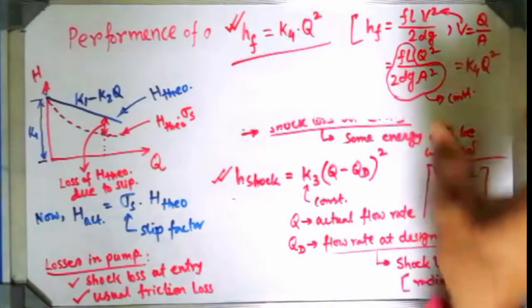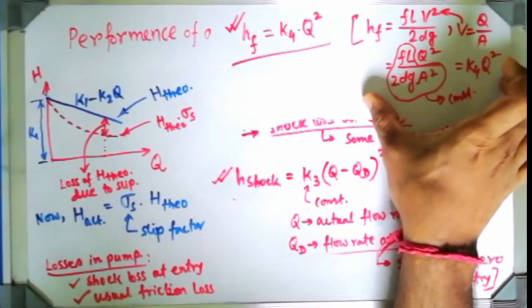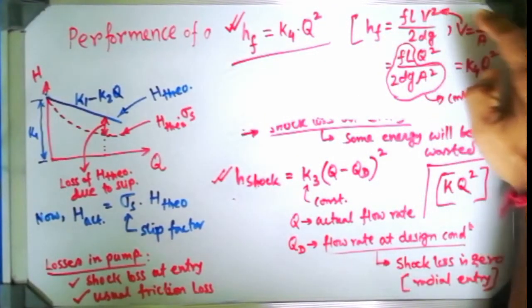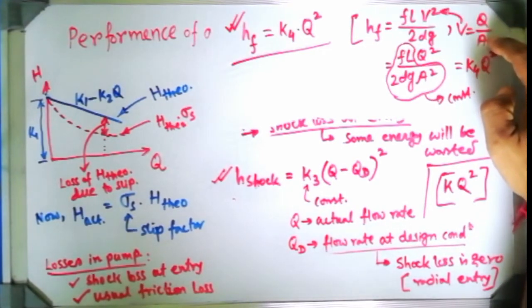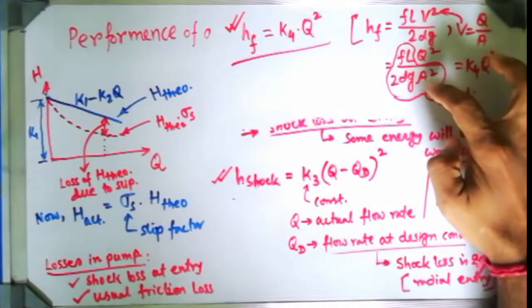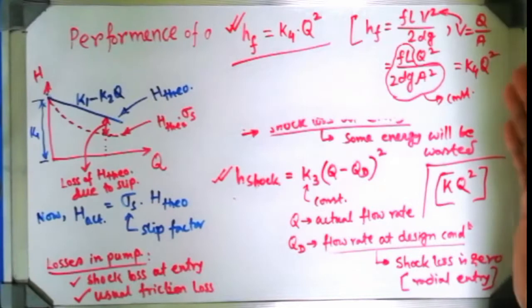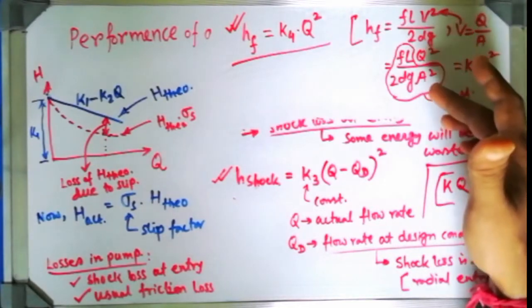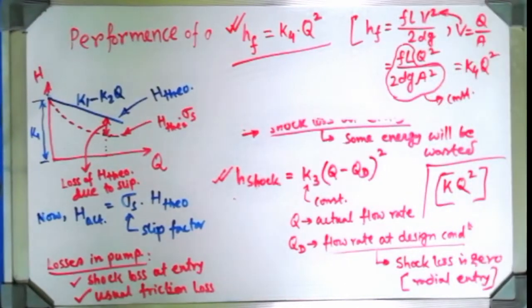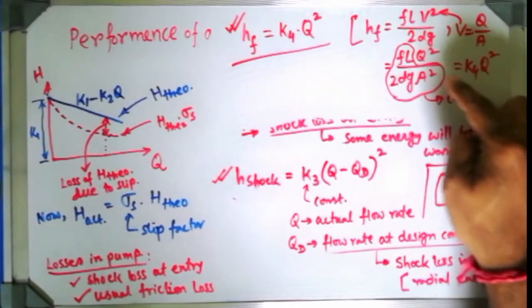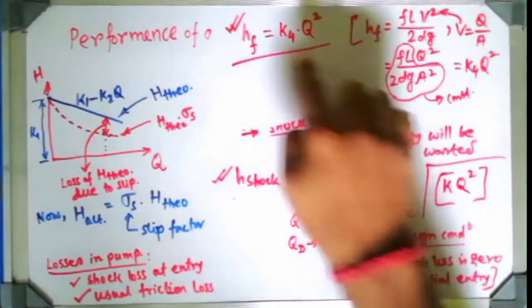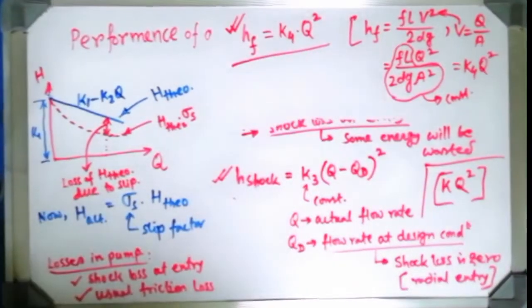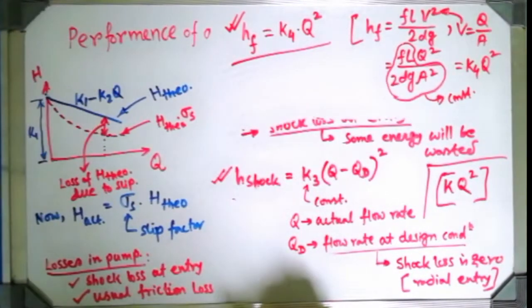Yes, sir. That same Darcy-Weisbach equation, instead of V, I have replaced that V by Q by A. Then considering the pipe cross-sectional area, if we maintain it constant, it will remain constant for a particular system. Then easily that equation can be constructed like this, that I have written over there. If anybody has any confusion, then please tell me.